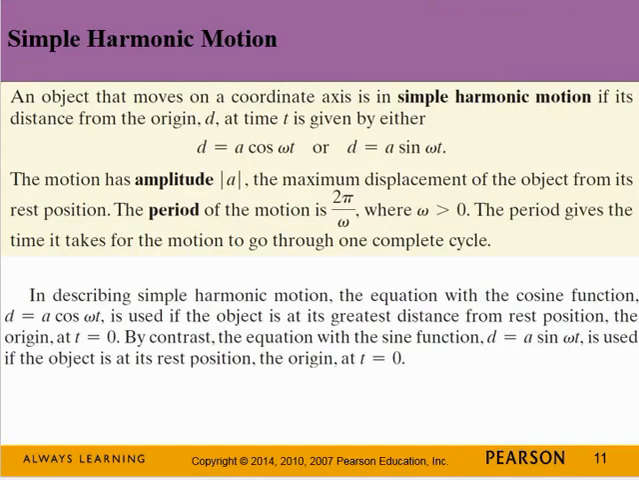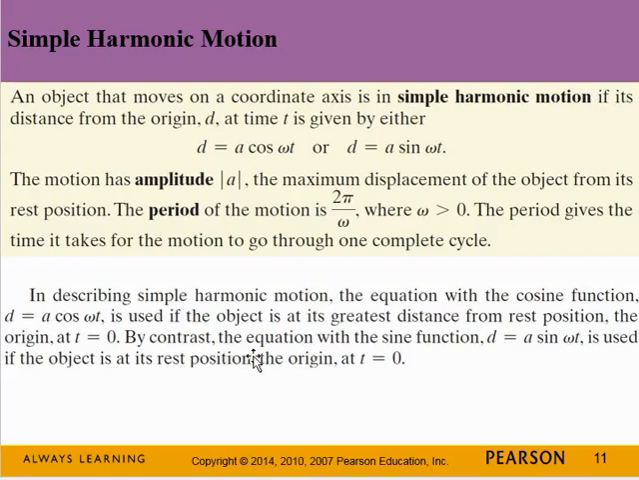Harmonic motion is when your object moves on your coordinate axis, and its distance from the origin is d and the time is t. So you have two different equations you can use. The motion has an amplitude, which is your maximum displacement, and the period, so how long it takes. So we're going to look at a problem.